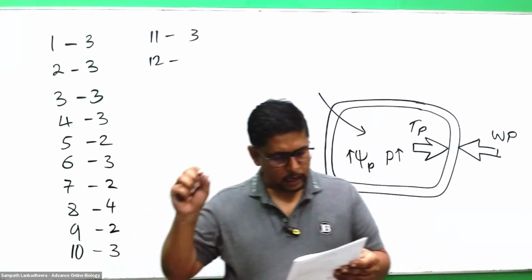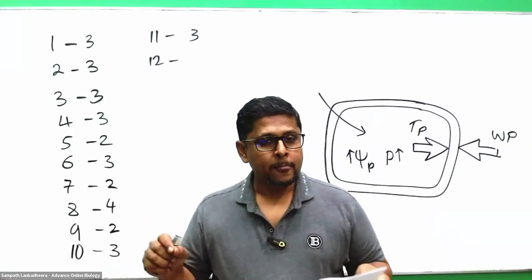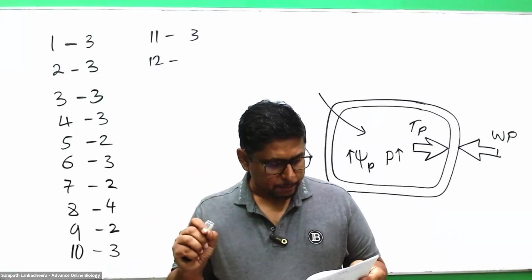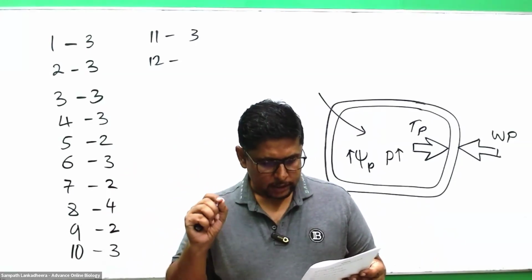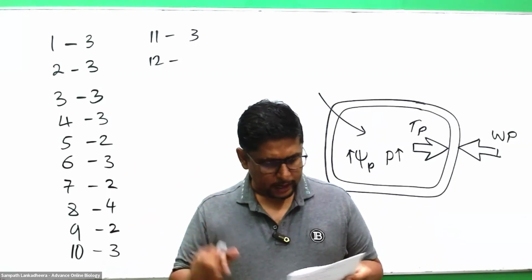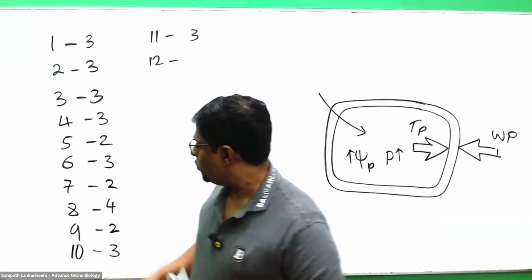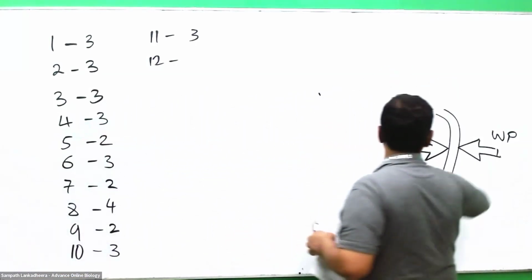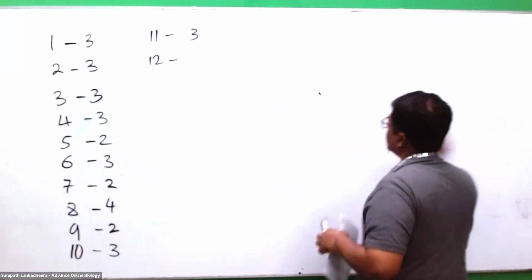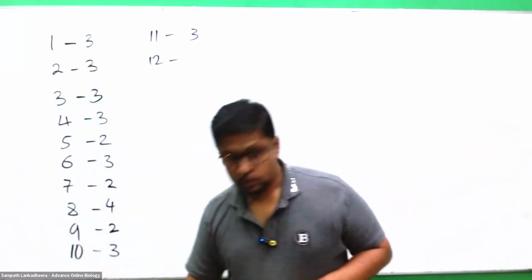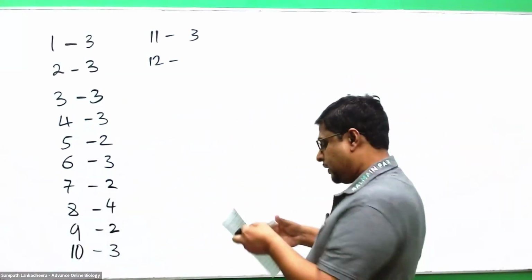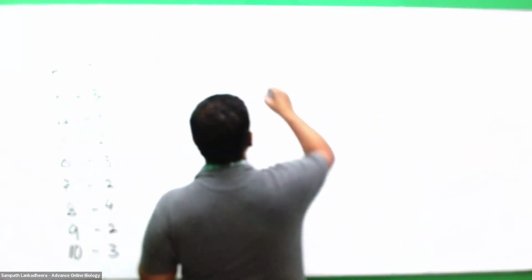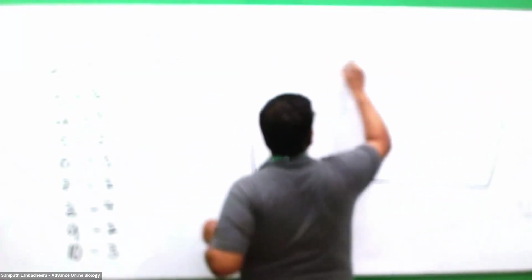Cell X and Y are two adjacent plant cells. The water potential and solute potential values of these cells are as follows. Okay, we have to write that. Let's write that. So we have two cells, X and Y.